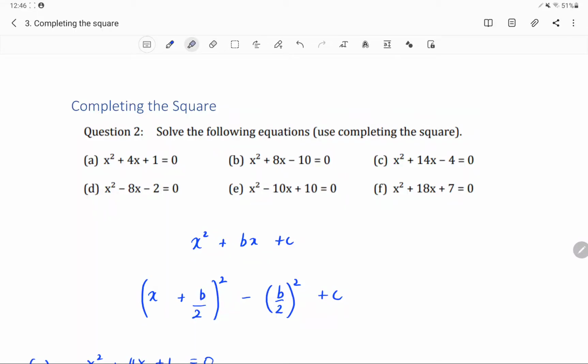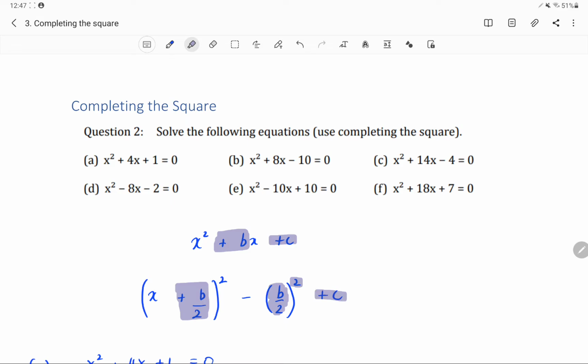The method for completing the square involves taking the coefficient of x, that is the number before the x, and halving it. We're going to place that number inside a bracket, so we have x plus half of that coefficient, all squared. Then we're going to have to subtract half of that coefficient squared, and then we have to add on the number that's at the end, or subtract the number depending on what the question is.